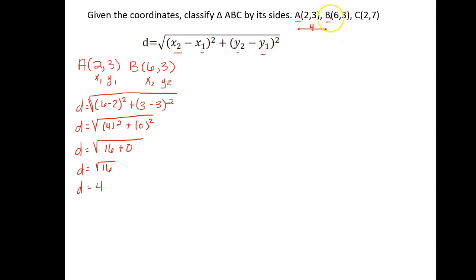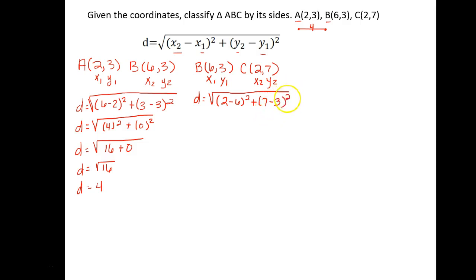So now let's find the distance from B to C. You do the same thing. So now let's do B as my first set of coordinates. So 6, 3. And then C is 2, 7. And so now B is going to be my x1, y1. C is going to be my x2, y2. And I plug it into the distance formula. x2 is 2 minus x1 is 6. That's going to be squared, plus y2 is 7 minus y1 is 3.